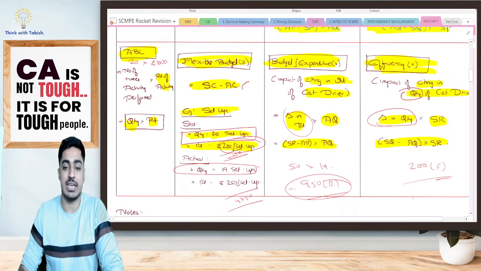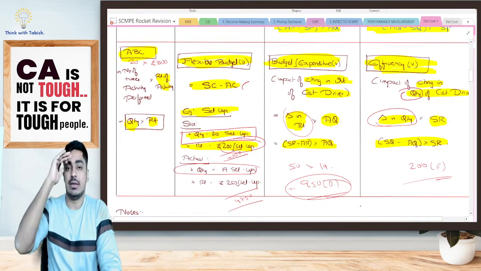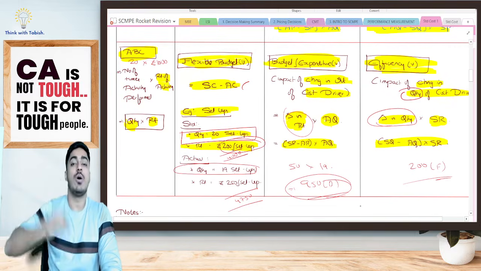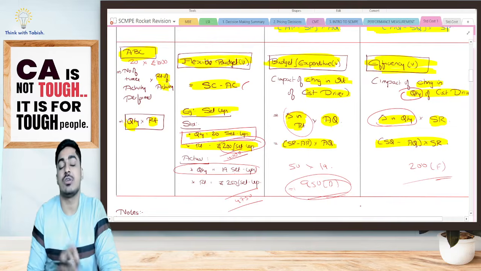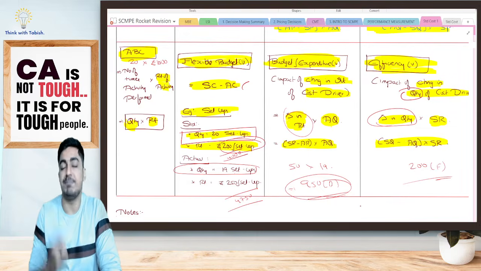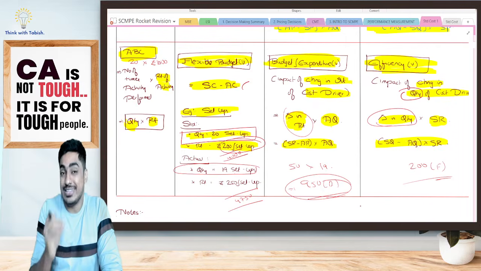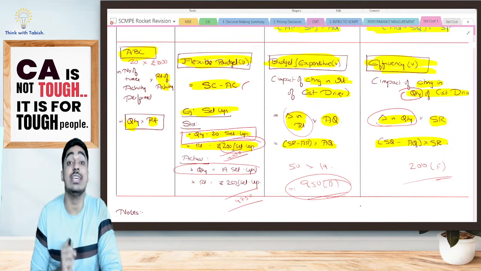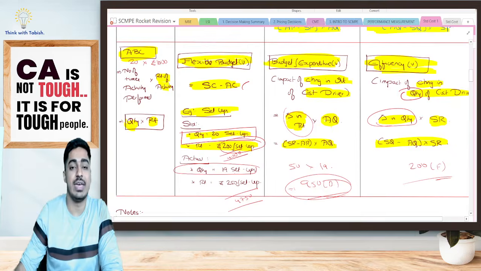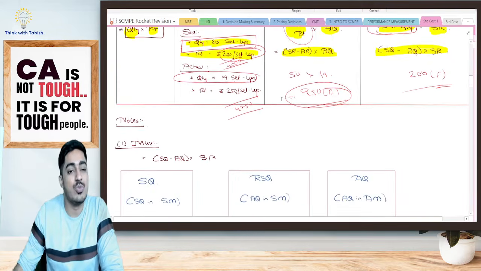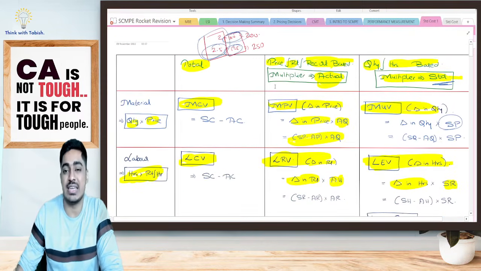Is it clear, everyone? So using simple logic, we have explained all the formulas. Believe me, students, standard costing is one of the simplest as well as a scoring chapter. The only thing is you should understand what these formulas are trying to tell. Now the chapter is more or less over. Some additional points are there here and there.